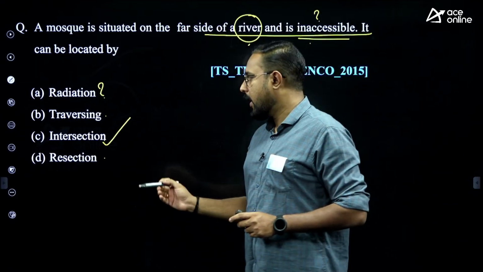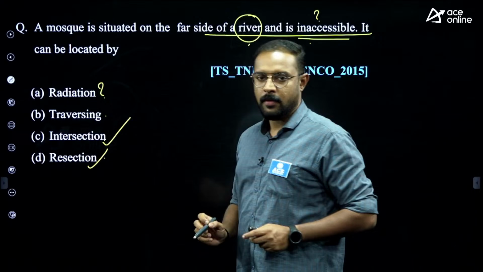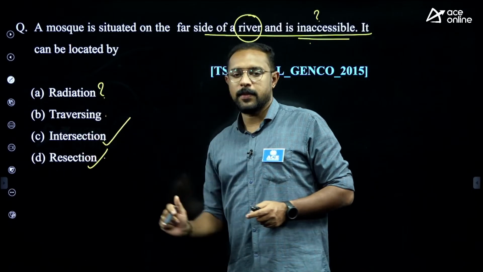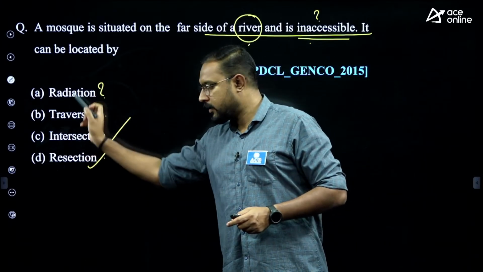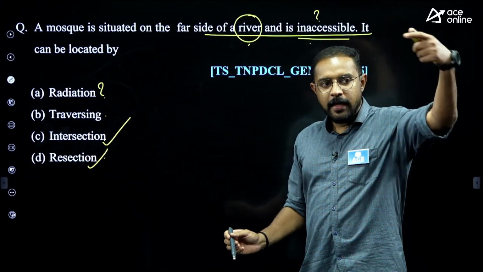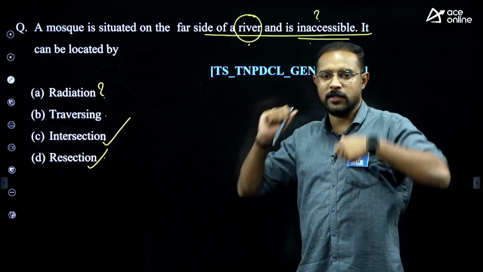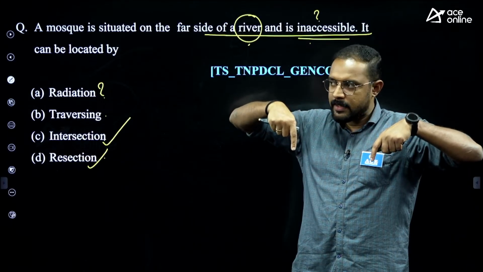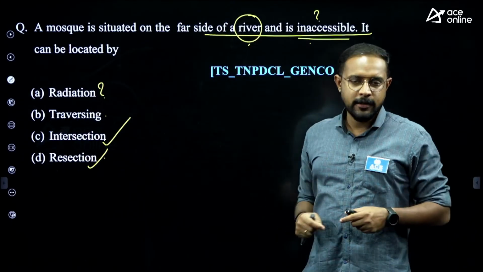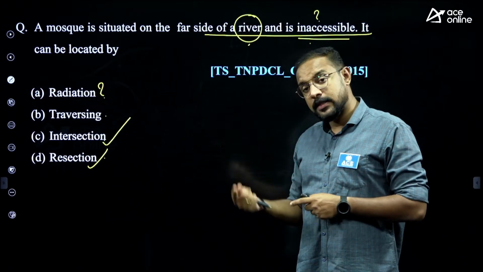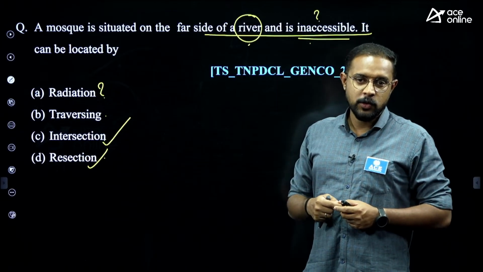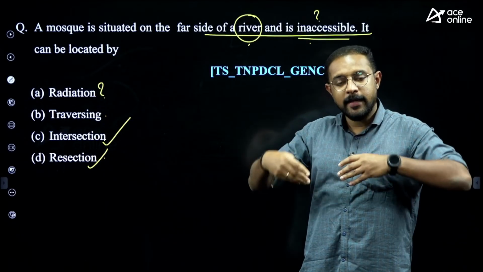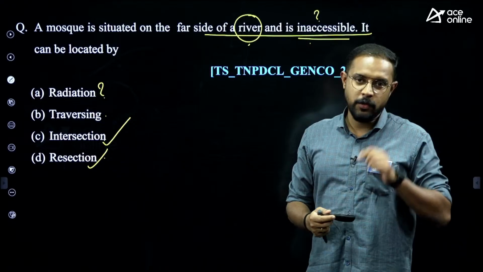Okay, yes. Now, when do I go for resection? See, resection is completely different from the first three methods. The first three methods basically try to plot details from a known instrument station. From that known instrument station, you find out the details present on the ground. But resection is completely opposite of that. Here, details are present in my paper, and with respect to those details, you need to find out the instrument station.